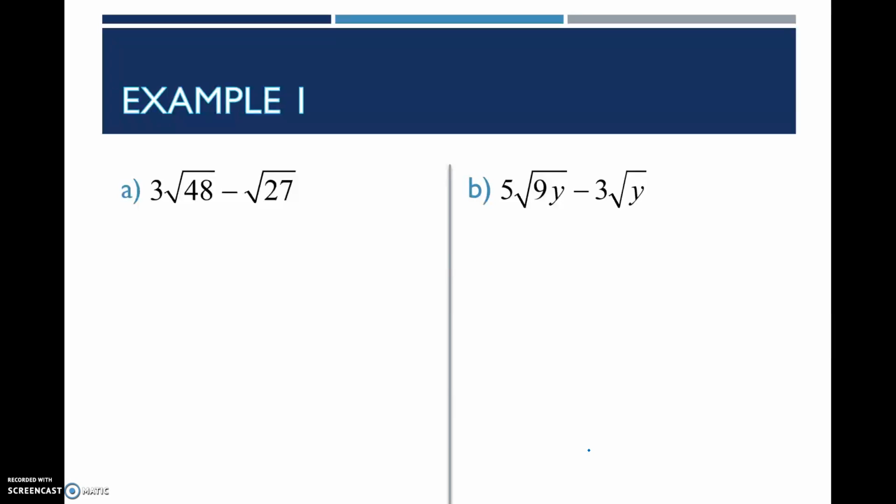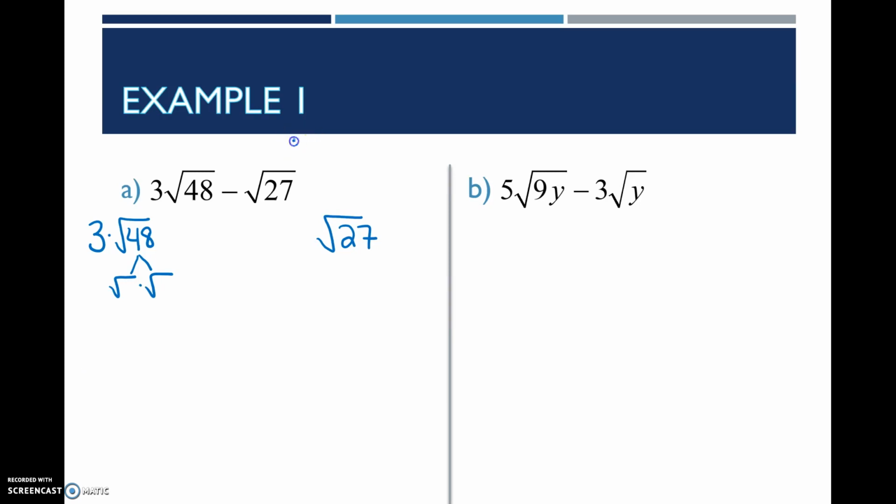All right. On example 1, we need to simplify the radicals and then combine like radicals. So the first thing we need to do is take 3 times the square root of 48 and simplify that piece. Then we will need to take the square root of 27 and simplify that term, and then we'll put them back together. So square root of 48. What can we split the square root of 48 into?